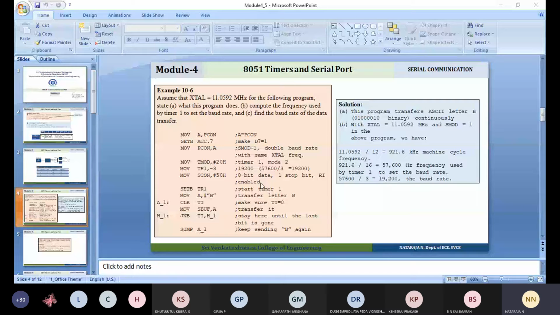If you take SMOD is equal to 1, machine cycle frequency 22 megahertz divided by 12, whatever the frequency you are going to get, that will be divided by 16. For that number, you have to divide it by -3 or -12.